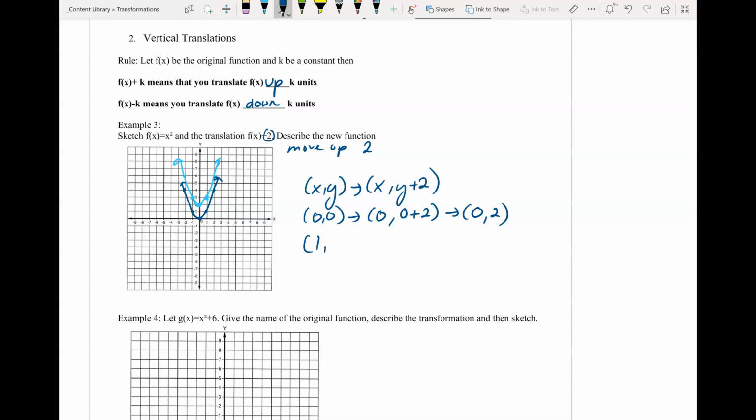And we can do just one more just to make sure we understand this. If let's say I point at 1, 1 from x squared, my new point is going to be at 1. My y is at 1 plus 2, which means we have a point at 1, 3.